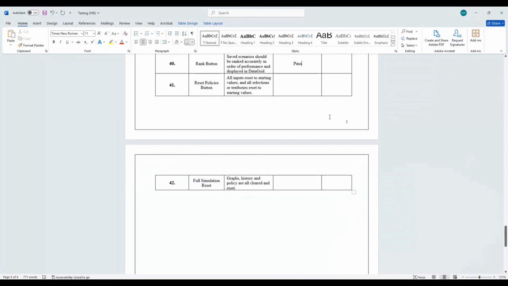The last 2 tests we can sort of execute at the same time. We've tested out full simulation reset quite a lot in this video, but again, for the sake of the test, we will test it out once again. Test 41 is the reset policies button. So this just resets the policies. It doesn't reset the graph or any visual effects or anything like that. It just resets the policies within the simulation.